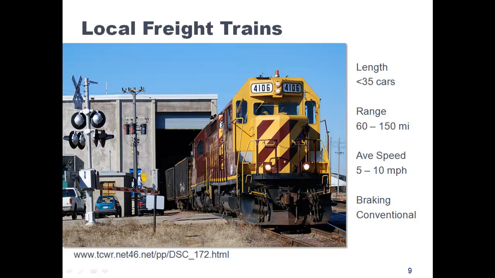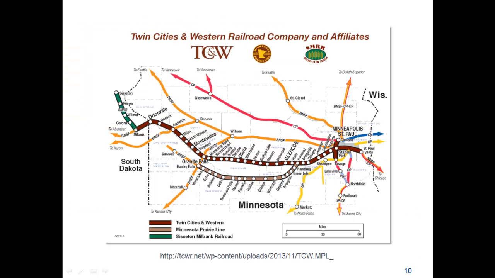Also called local switchers, local freights carry material from local industries that either originate or terminate freight shipments on a line. For example, local freights may carry newsprint to paper terminals, propane gas to local distribution centers, lumber from lumber yards, scrap metal back to steel mills, and in the Midwest, grain and covered hoppers. Local freights are typically slow. Their overall average speed is in the range of 5 to 10 miles an hour.